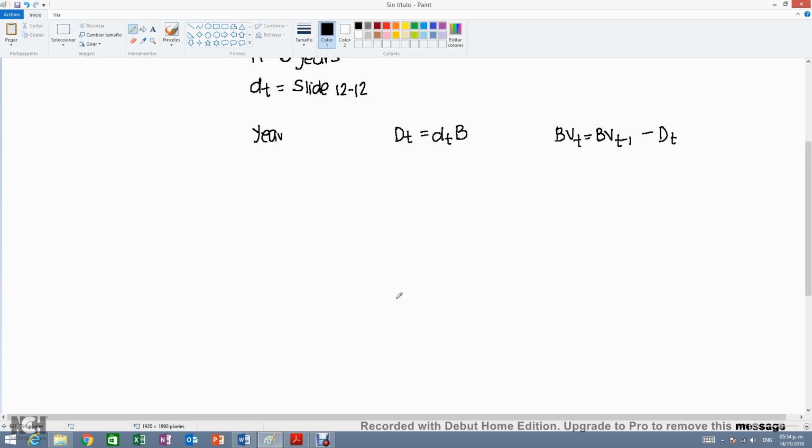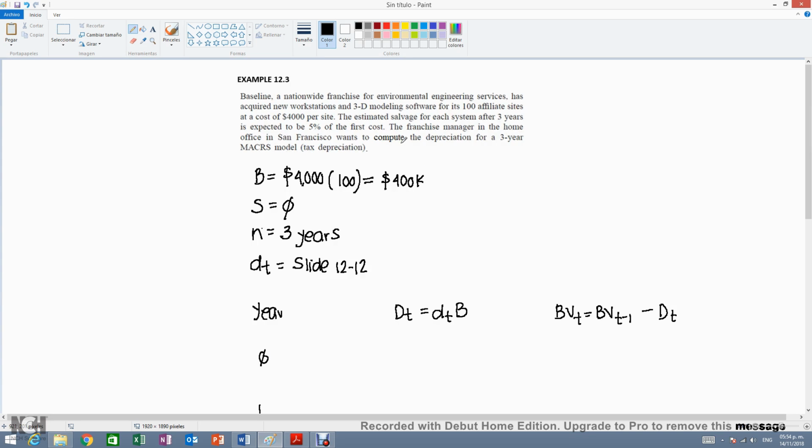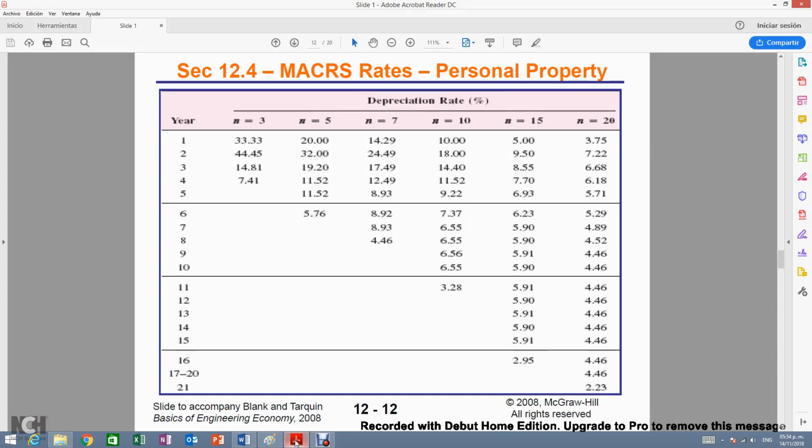Okay, so we start by writing down our years. We have year 0, year 1, year 2, year 3. But even though it says that we must compute the depreciation for a 3-year model, if you look at the columns here, for n equal to 3, that's the one that we're going to be using for this example, it actually goes up to year number 4.